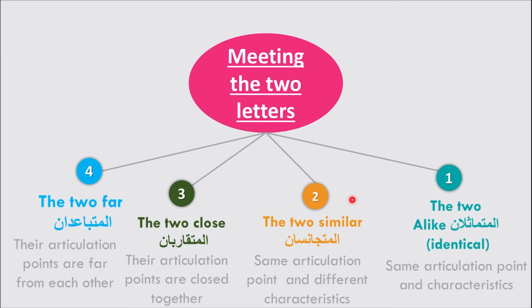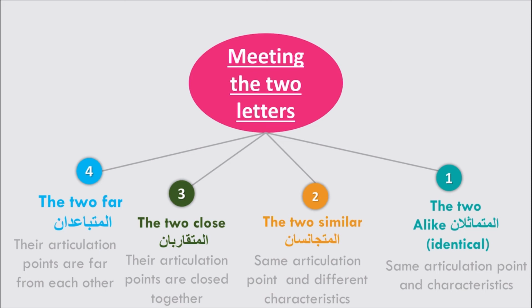It may be the 2 similar. The letters may have the same articulation point, but differ on some of their characteristics. Scholars call it al-mutajanisan, the 2 similar. They are similar because they agree on some characteristics and do not agree on other characteristics. Their articulation point is the same, but some of their characteristics are different, and that's why scholars call it al-mutajanisan.